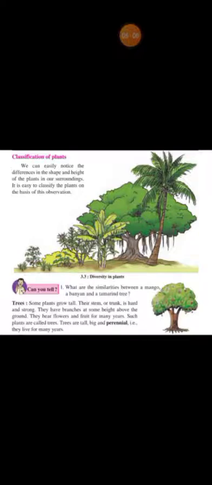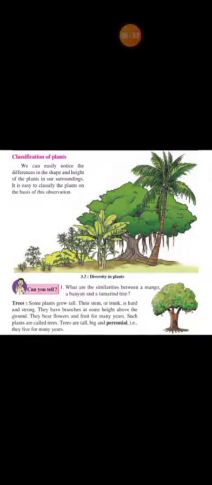Fine, children. This was all about the last lecture. Now we will come to today's lecture: classification of plants. We can easily notice the differences in the shape and height of the plants in our surroundings, and it is easy to classify them on the basis of this observation, right, children?